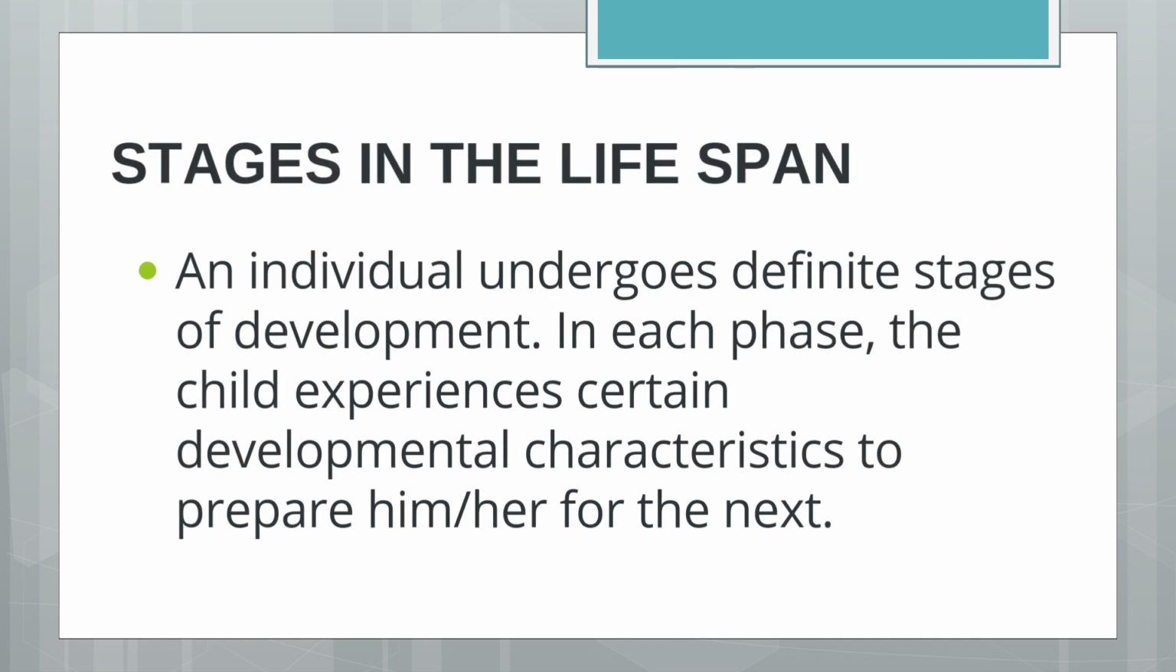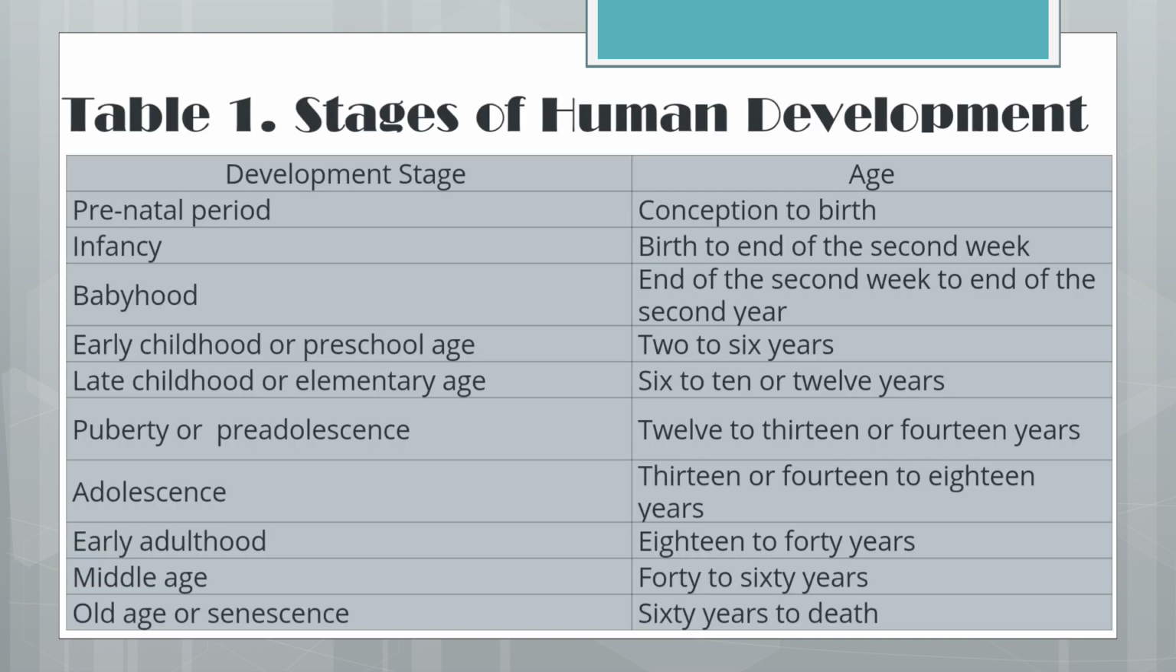Now, what are the stages in the lifespan? An individual undergoes definite stages of development. In each phase, the child experiences certain developmental characteristics to prepare him or her for the next one. So these are the stages of human development. First is the prenatal period, from conception to birth. This is during the 9 months of the pregnancy of the mother.